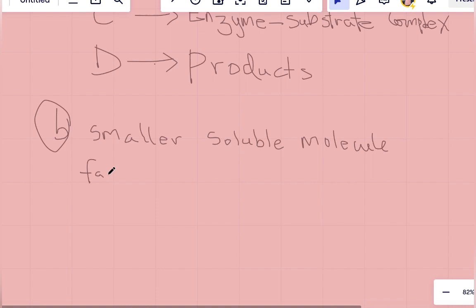Facilitate, or helps the food to move through the small intestine into the blood. You can say facilitate absorption of food, meaning it helps quickly for the absorption. Facilitate the absorption of the food.